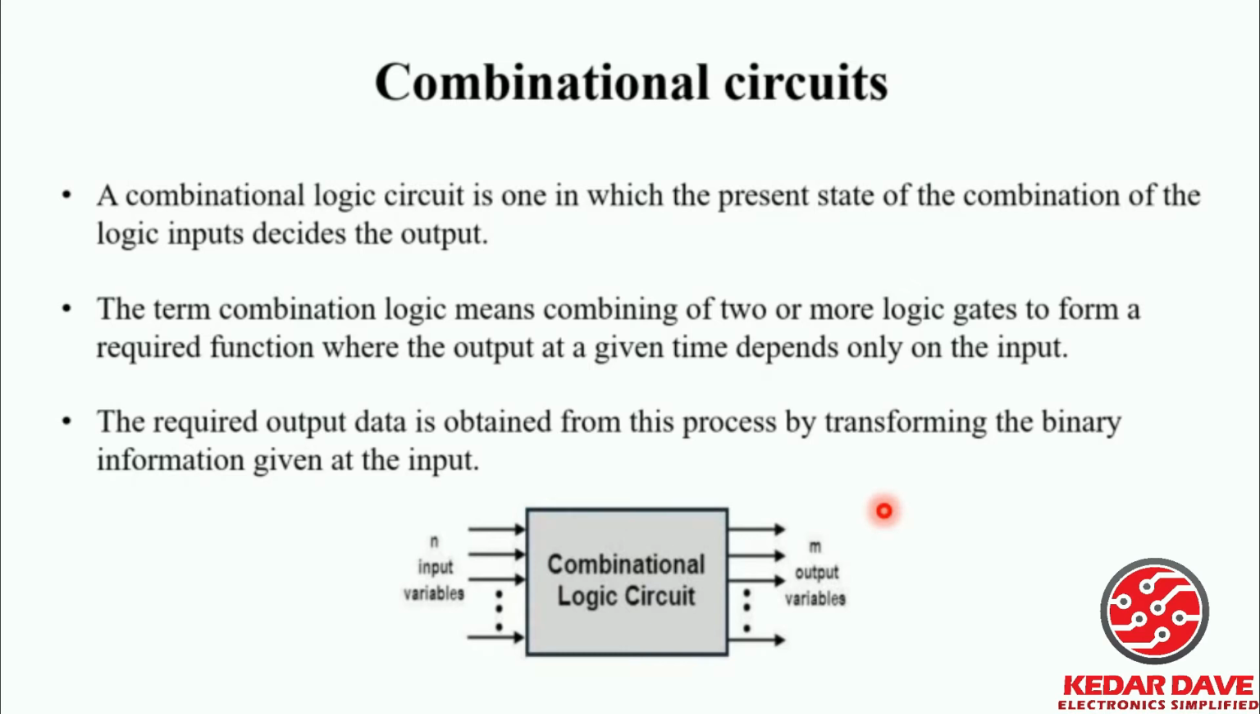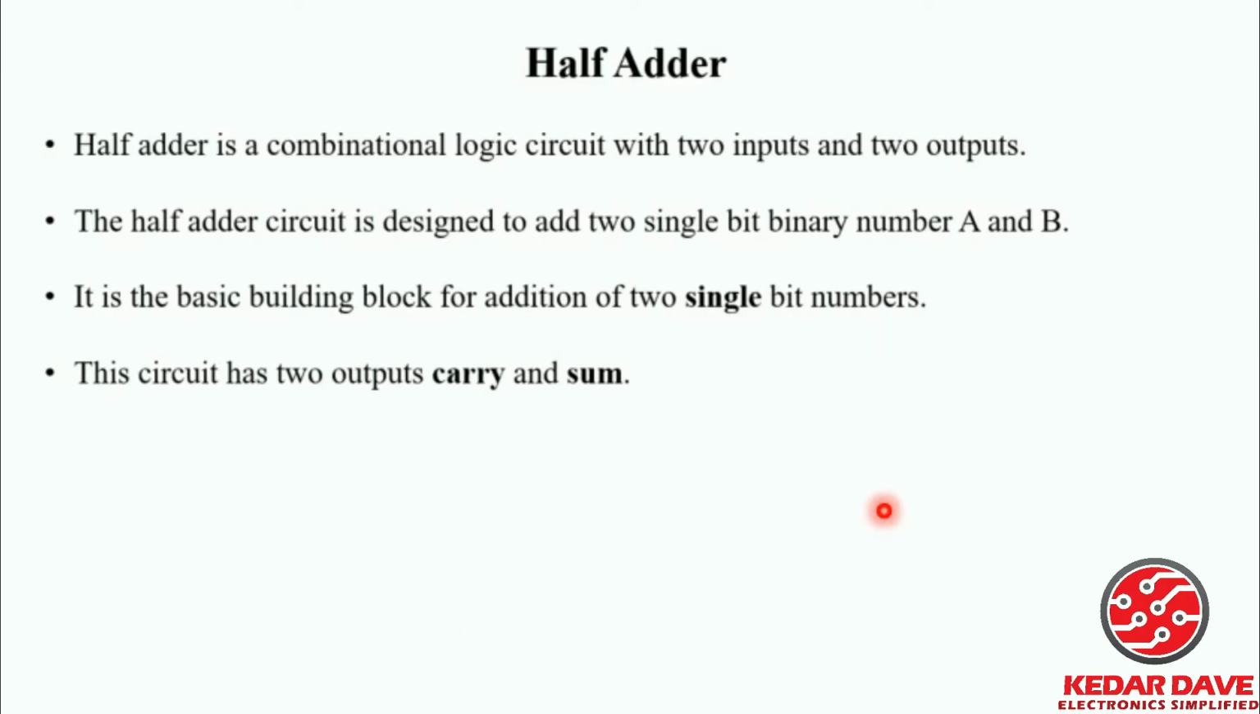So let's get into the half adder first. The half adder is a combinational logic circuit, and we will see how it is combinational. It is a combination of two different gates: one is our OR gate and the second is our AND gate. So in this way it is a combination.